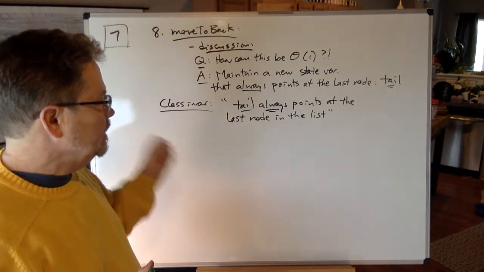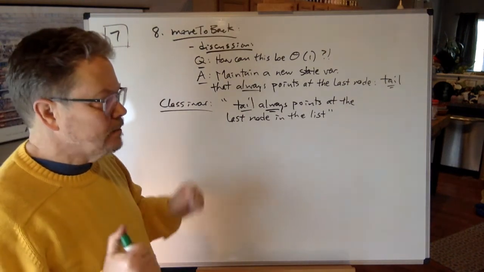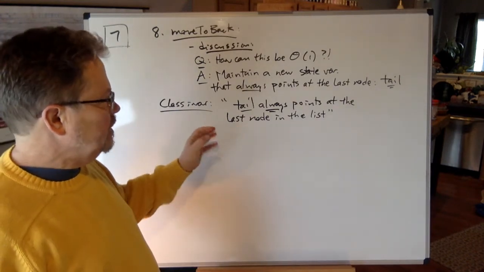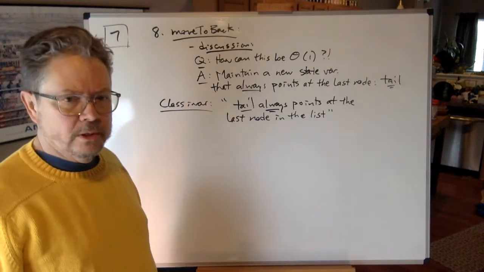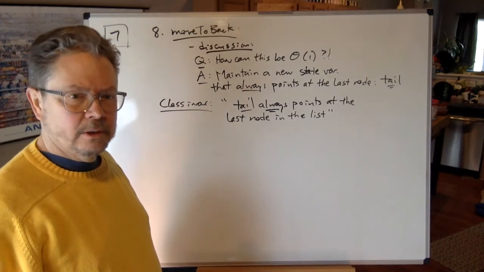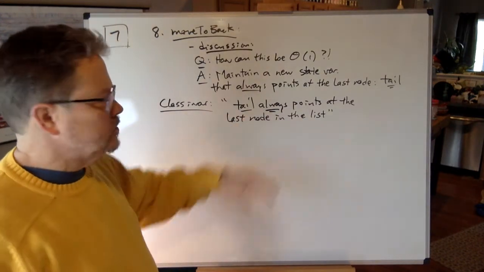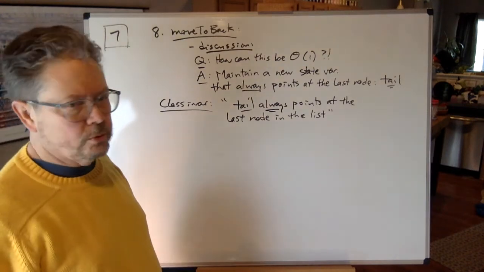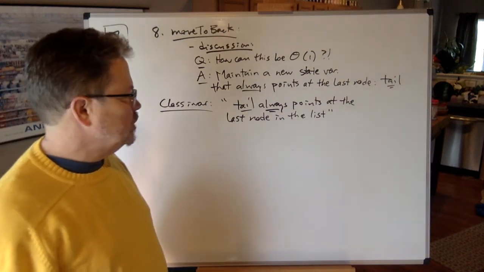But again, the member functions have a responsibility to this. They've got to contribute to the effort. If they temporarily, for whatever reason, point the tail somewhere else, then they've got to make this true before they leave, before they hit their own closing curly bracket, or before they return true or false or whatever. Tail always points to the last node in the list.